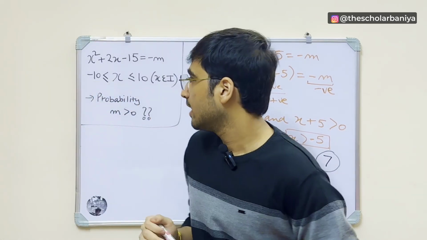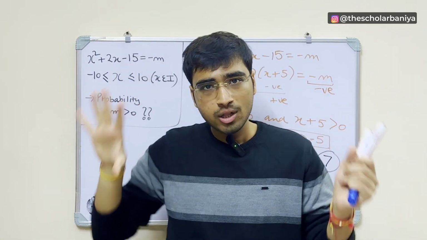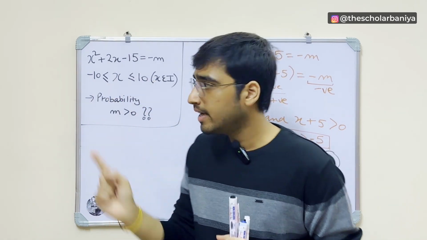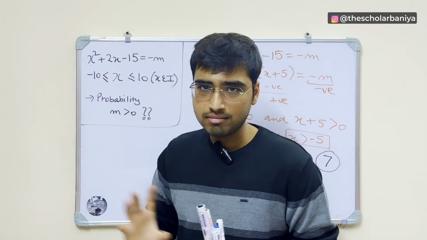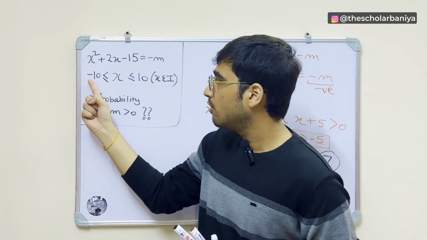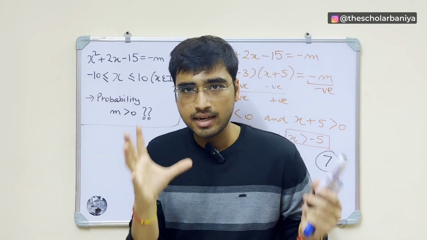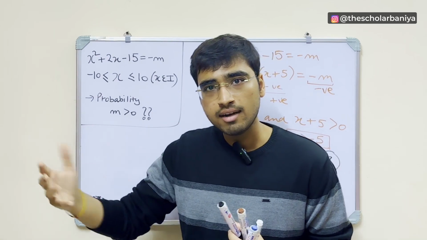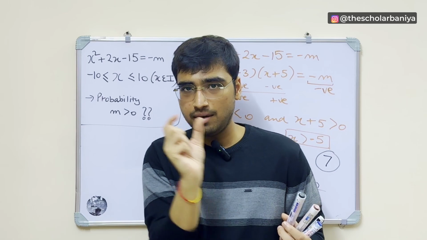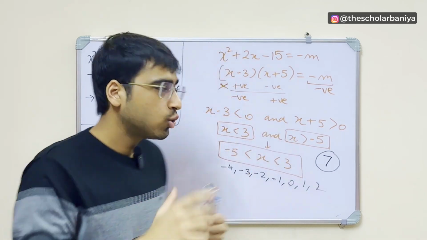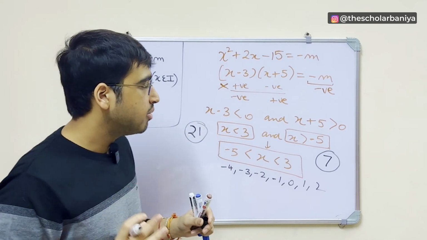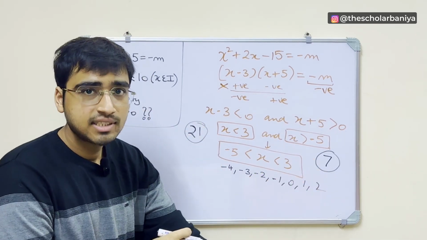Perfect. And what were all the values of x starting from minus 10 up to 10? How many values are there? There are 21 values. How? From minus 10 to minus 1, there are 10 values. From 1 to 10, there are 10 values, plus the value 0. So 10 plus 1 plus 10 means 21. So there are 21 values in total, out of which, for the case we are looking at, there are a total of 7 values.